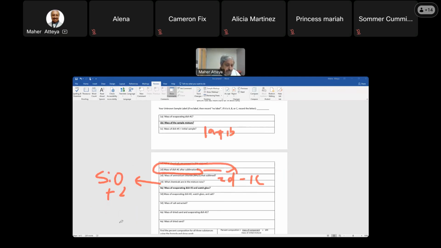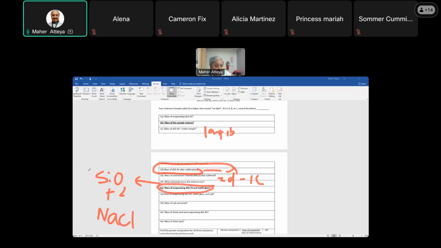Sorry about this. So it has to be plus sodium chloride. So we lost ammonium chloride due to sublimation. Okay, guys. Now this is the mass of the second. Let's change the color. That's the mass of the second one.